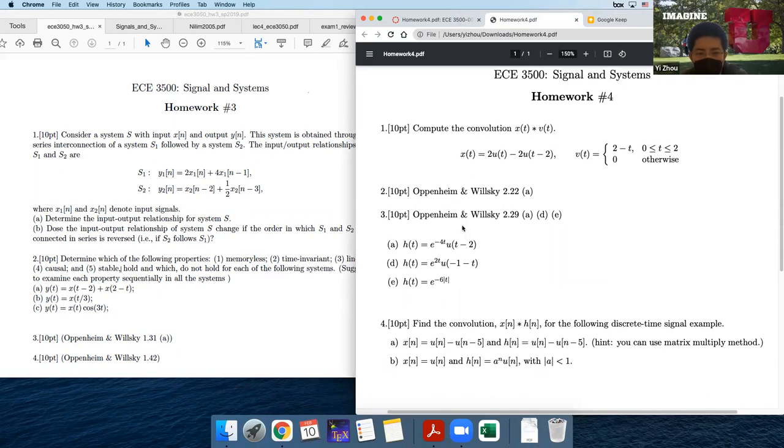So I believe these are all about calculations on convolutions. Do you guys have any questions? I don't know what this one is about. Any questions over the Zoom? Yeah, for the first one, we have this convolution between x and v.